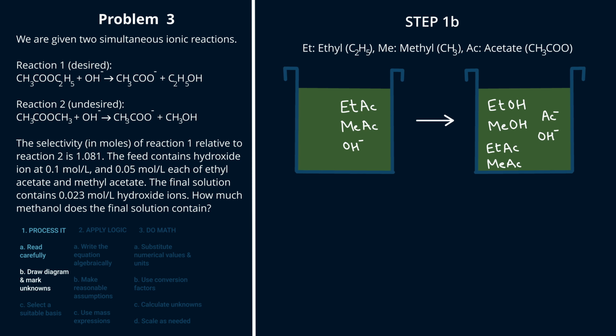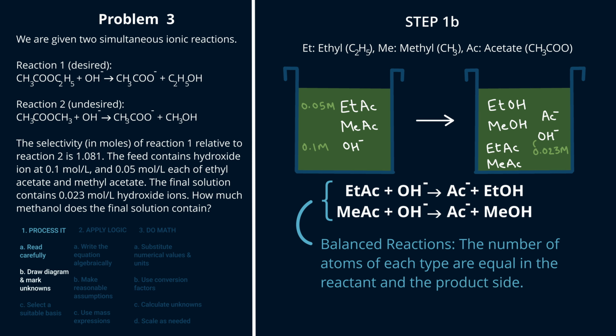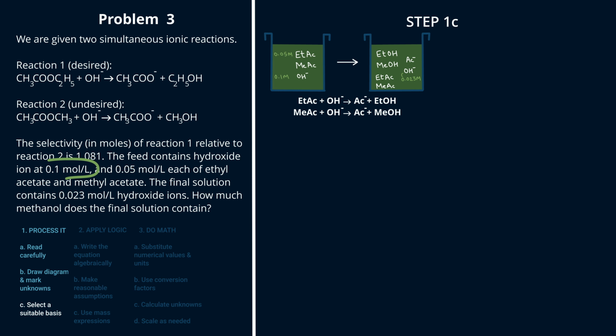Alright, let's draw a diagram of our system and mark what is known. We will also write down the reactions. You must balance the reaction equation if it is not already balanced. A balanced reaction equation simply means that the number of atoms of each type are equal in the reactant and the product side. Let us know if you would like to learn more about how to balance chemical reactions. All mass quantities are already given in per liter, so let's just select 1 liter as our basis.